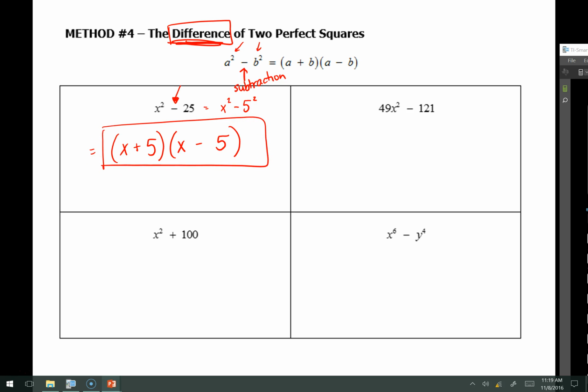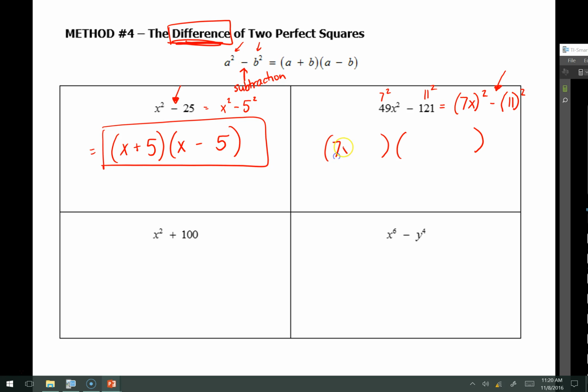Let's look at several more of these. This next one is a little bit harder to see, but do you see that you have nice perfect squares here? 49 is 7 squared, 121 is 11 squared. That means that this is equivalent to 7x quantity squared minus 11 squared. These are both perfect square numbers, and there is a minus sign in between, which means you have a subtraction or a difference. So we can use this method to factor.